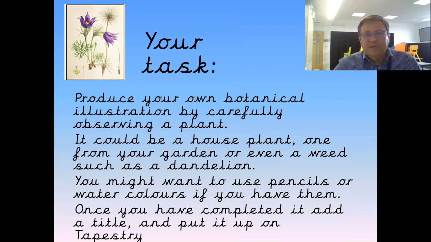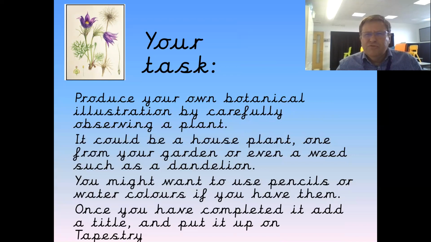Our whole science topic is going to be about plants, and to start it off, this gives you a chance to really carefully observe, look at a plant, and then draw it. So it could be a house plant, it could be a plant from your garden or a particular favourite plant or flower. It could even be a weed such as a dandelion. It doesn't have to be something spectacular. It can be something as simple as a dandelion or a weed, but I want you to look at it really, really carefully. Make sure you get your observations really careful.